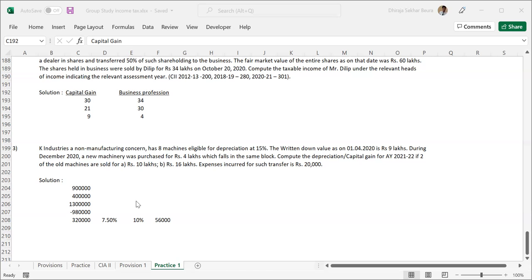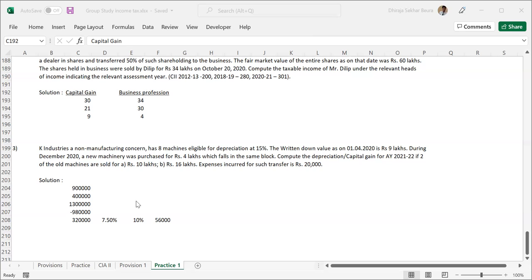The formula was: you take the opening WDV, add the purchases, deduct the sales, and the final value is your closing WDV. On that closing WDV, you multiply the rates and calculate the depreciation. That's why the opening WDV, written down value, is given here, 9 lakhs.